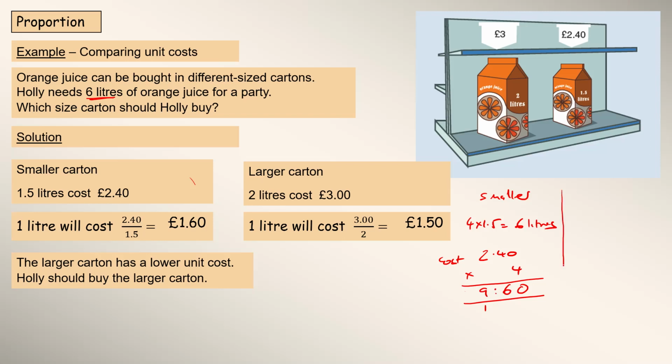And then the larger carton, how many 2 litre cartons do I need to buy to get 6 litres? 3. So it'll be 3 times 2 gives me 6 litres. So I could do £3 times 3. That's going to cost me £9. So clearly the larger carton is the best buy.